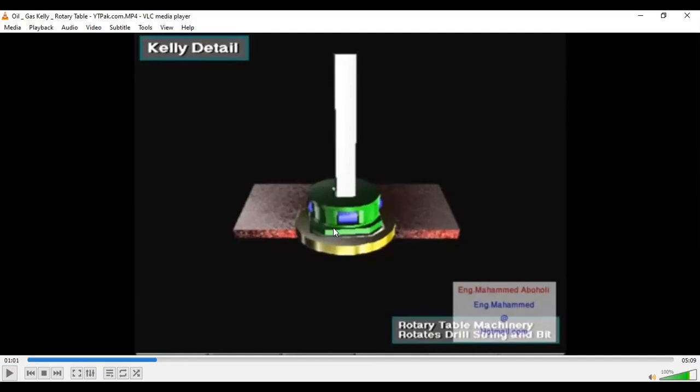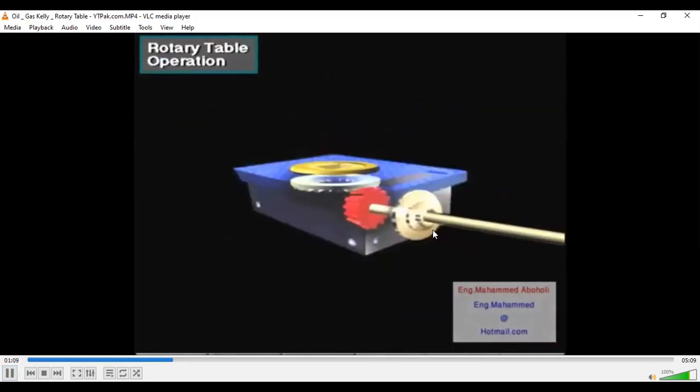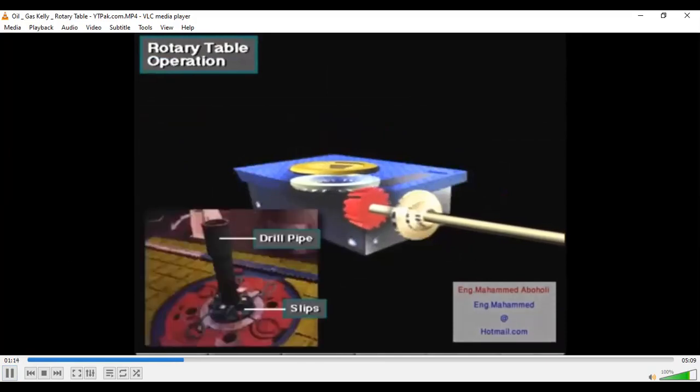So this rotary table is rotated by electric motors. When this rotates, it rotates the Kelly, and when the Kelly rotates, since it is connected with all the drill string, all the drill string rotates. The rotary table performs two functions. First, it transmits rotary motion to the master bushing, which drives the Kelly and drill string, and, with assistance from slips, hangs the drill string. So this drill pipe is connected with the Kelly, and then this drill pipe goes down, and the Kelly is rotated there.